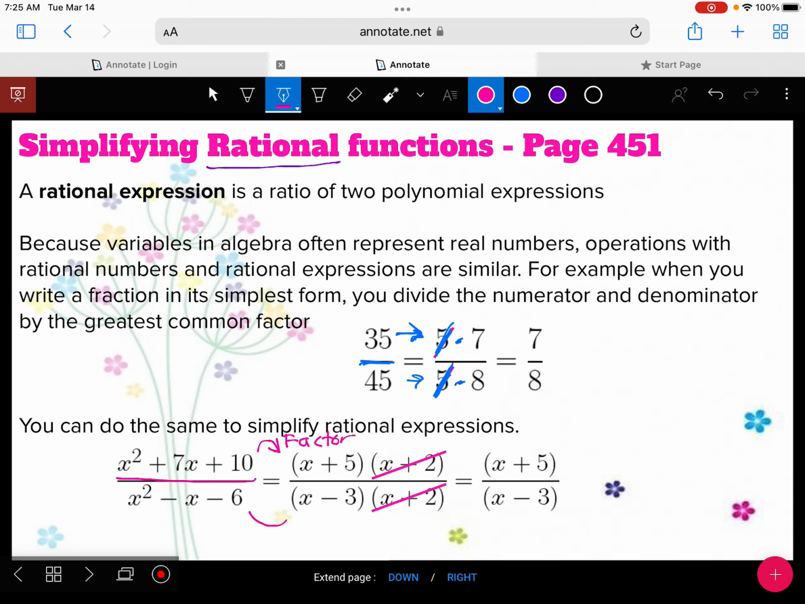And then once again down here, they factored. Told you it was going to be a really important piece in this chapter. It's literally the first step: factor the top, factor the bottom.